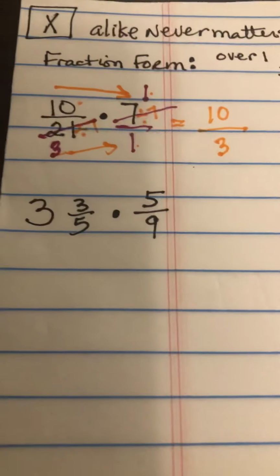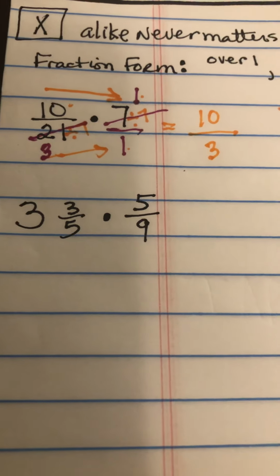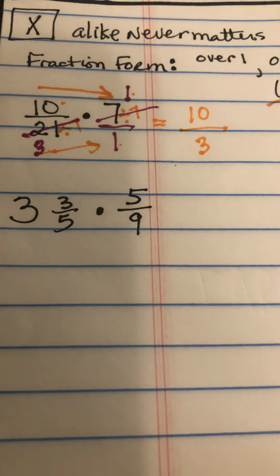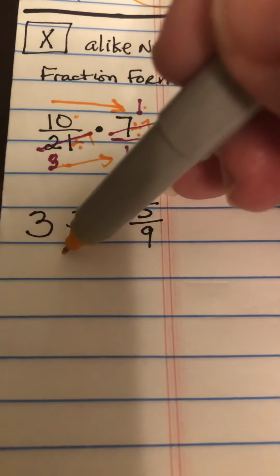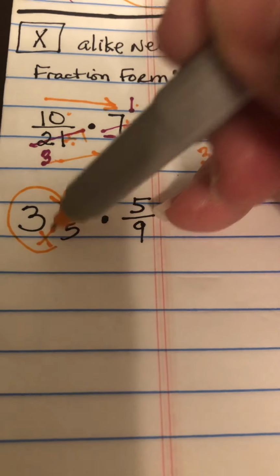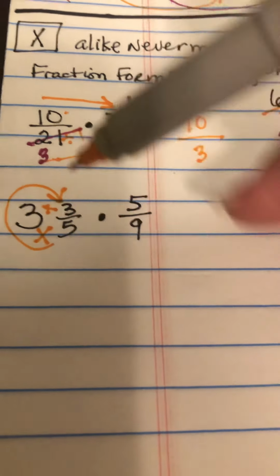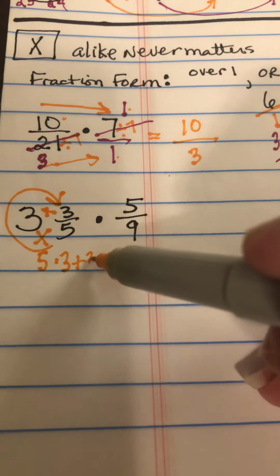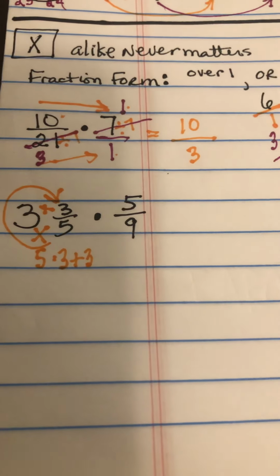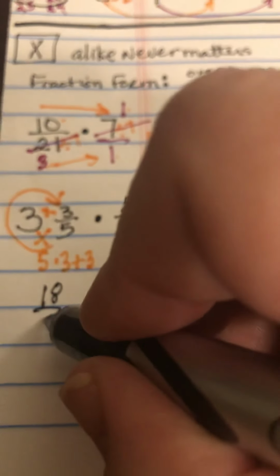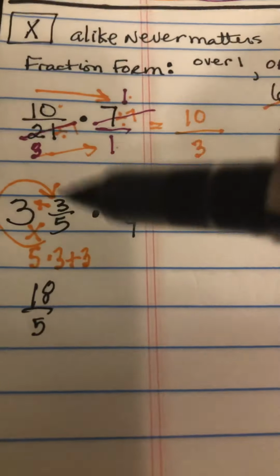So here's another one. Got to make sure everything's in fraction only form. So you're going to go around the outside like this. You're going to multiply, then you're going to add. So it's going to be 5 times 3 plus 3. So we get 18 and then over 5. So the bottom number stays the same.